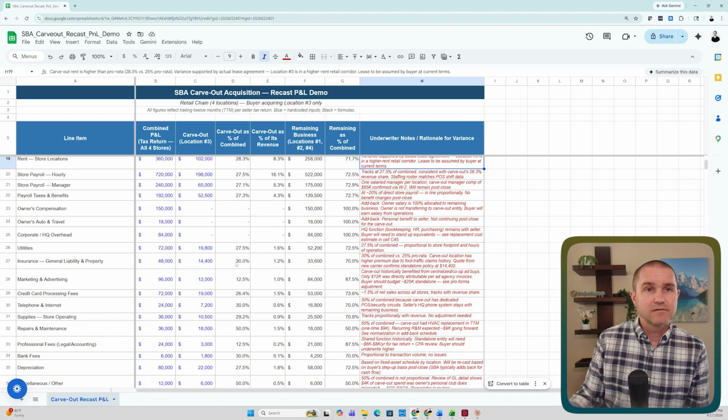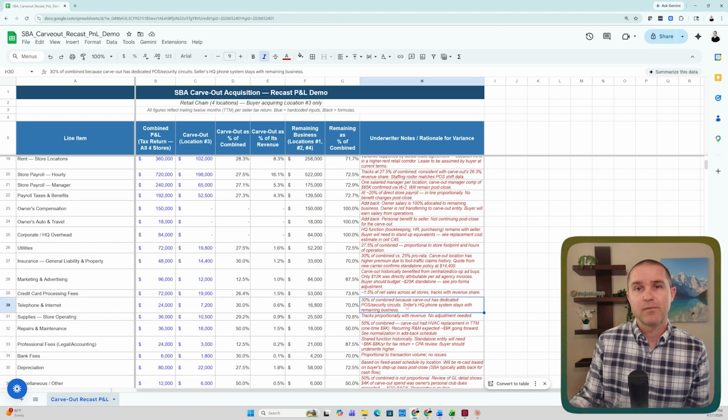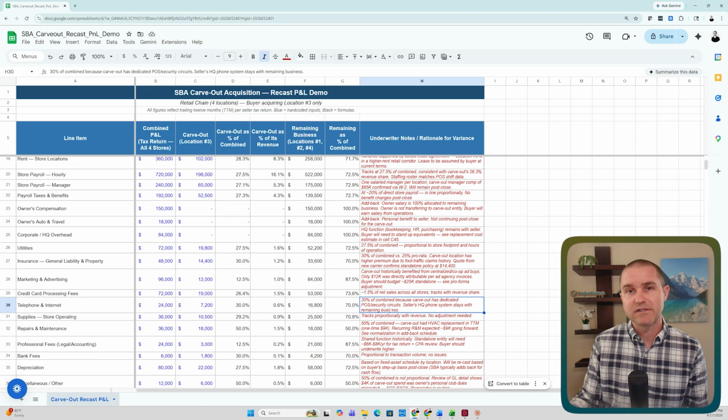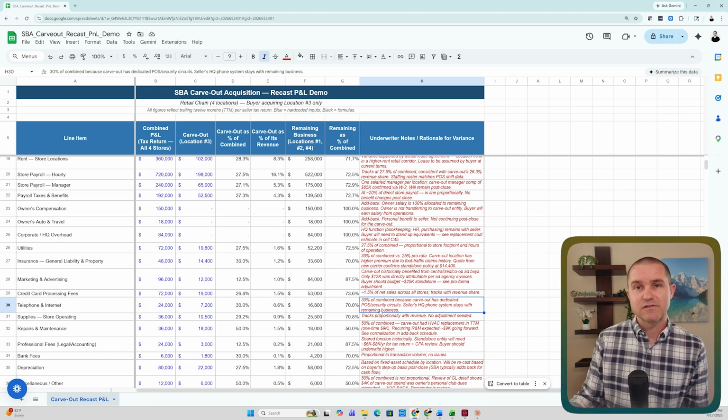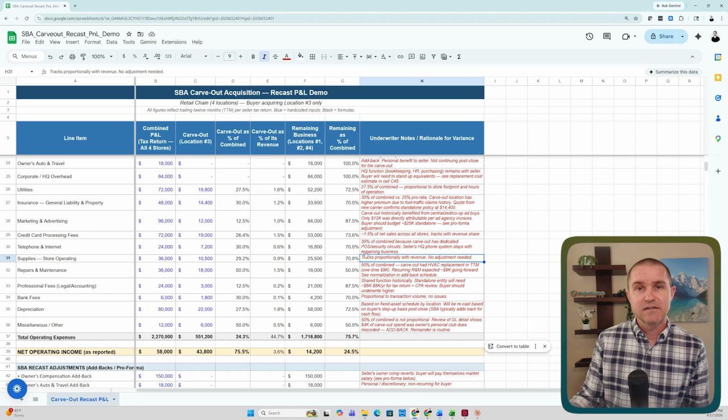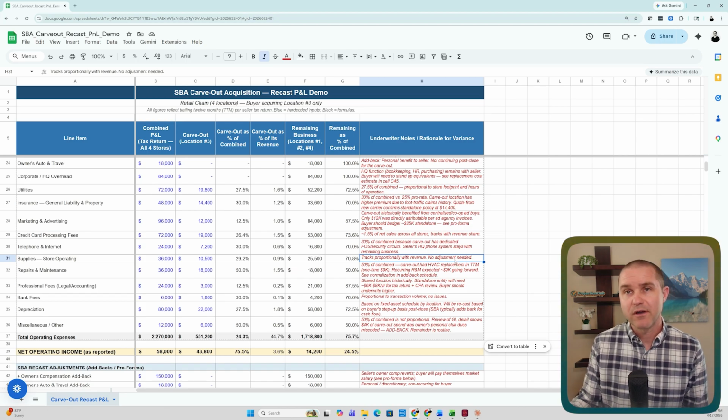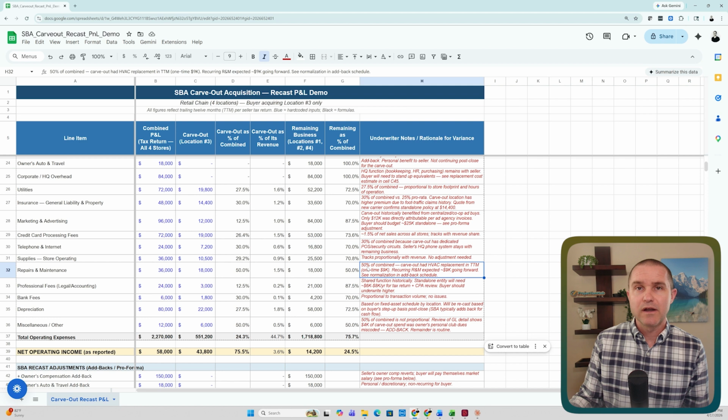We can go on, insurance, telephone and internet, 30% of combined because Carve-out has dedicated point of sale security circuits. Seller's headquarter phone system stays with remaining business. This case, this tracks proportionally with revenue, no adjustment needed. You can go on here. See, here we show that this was 50% right here.